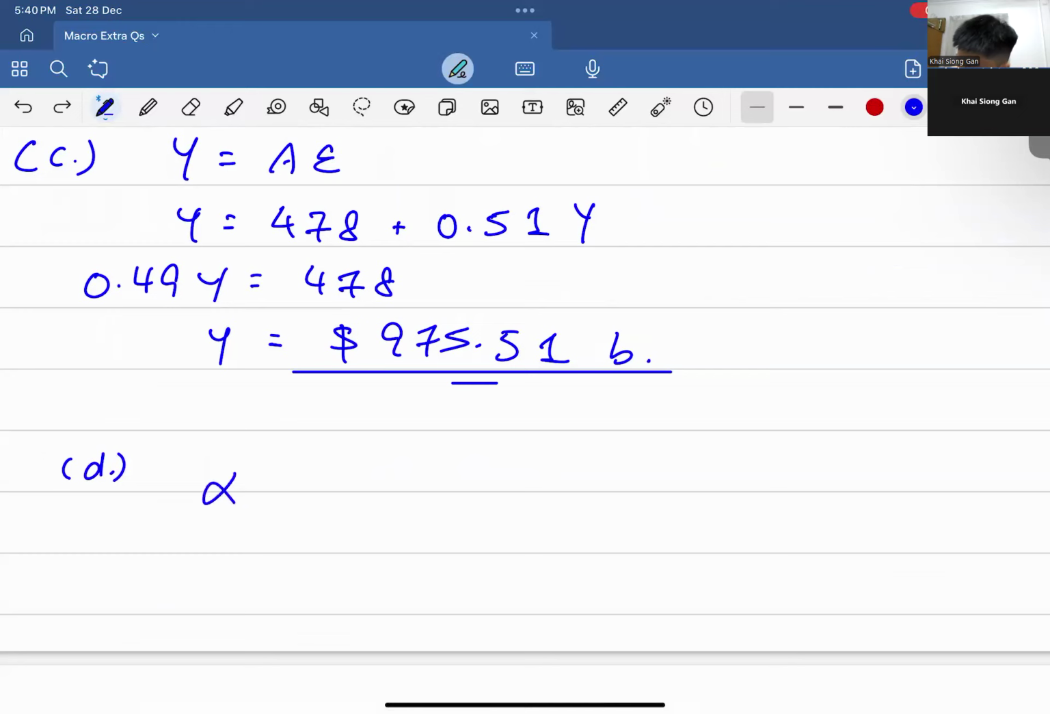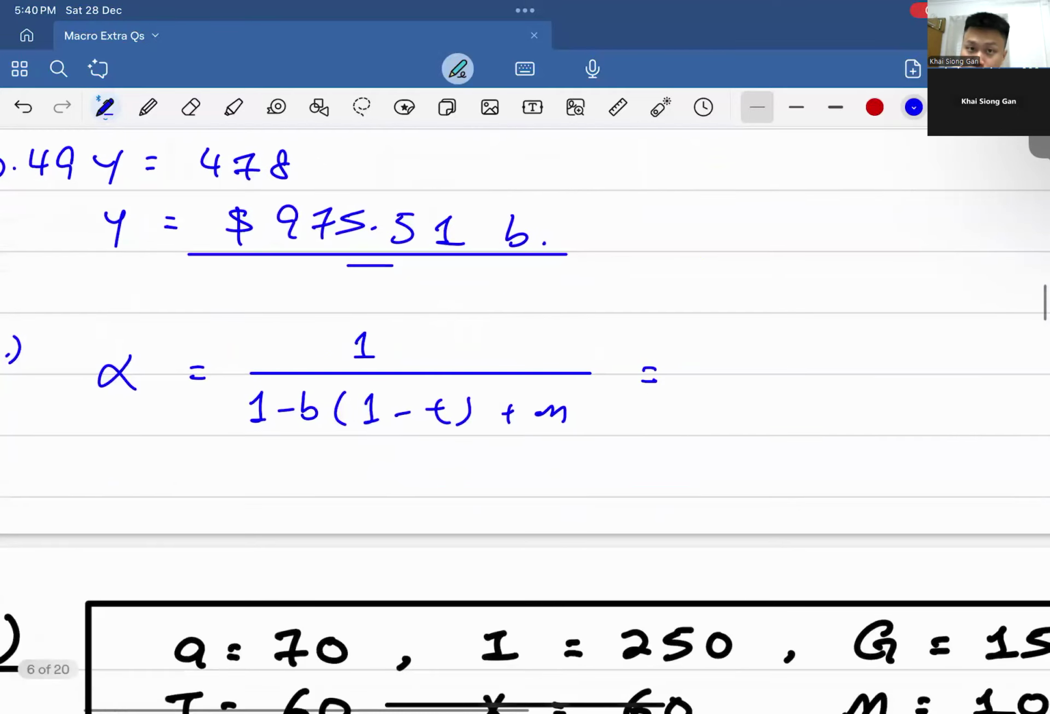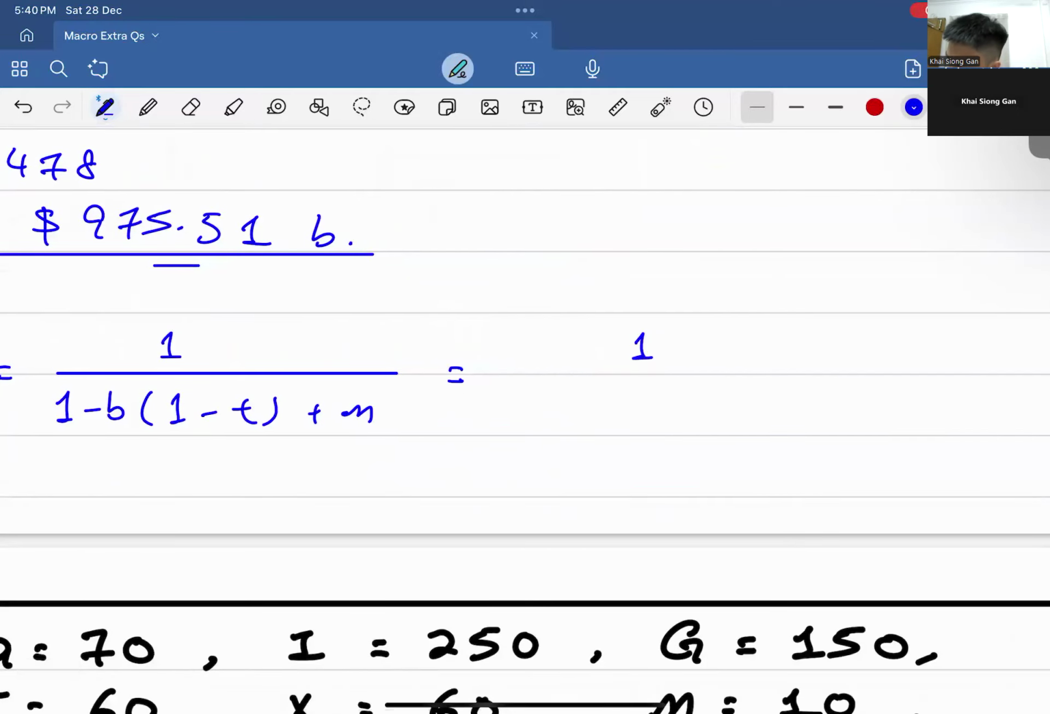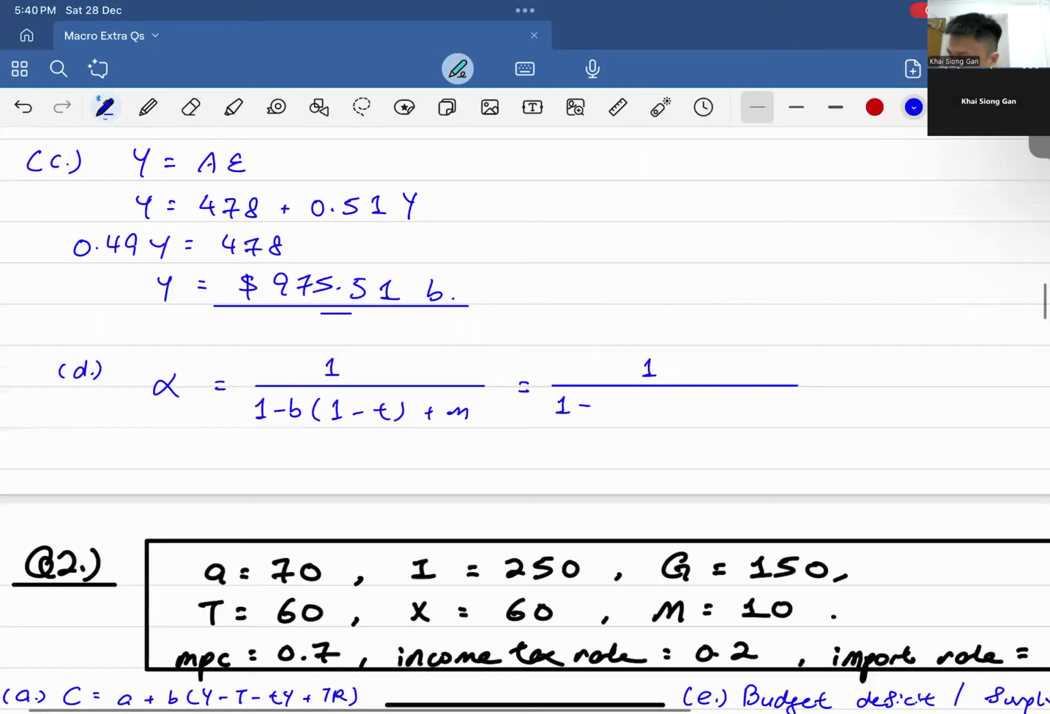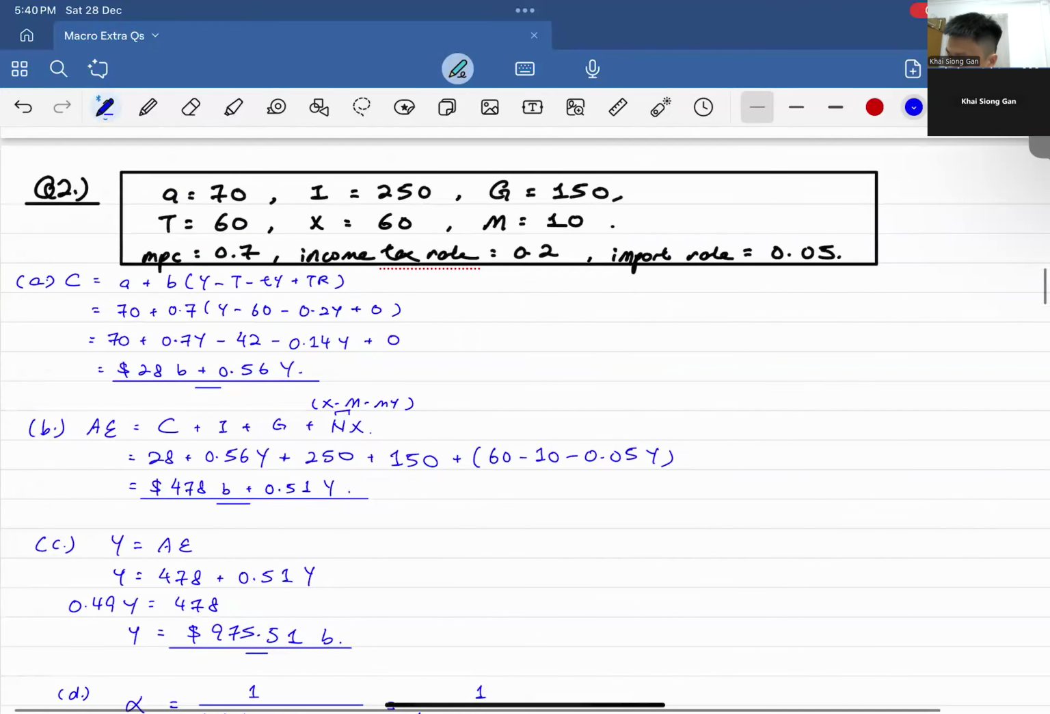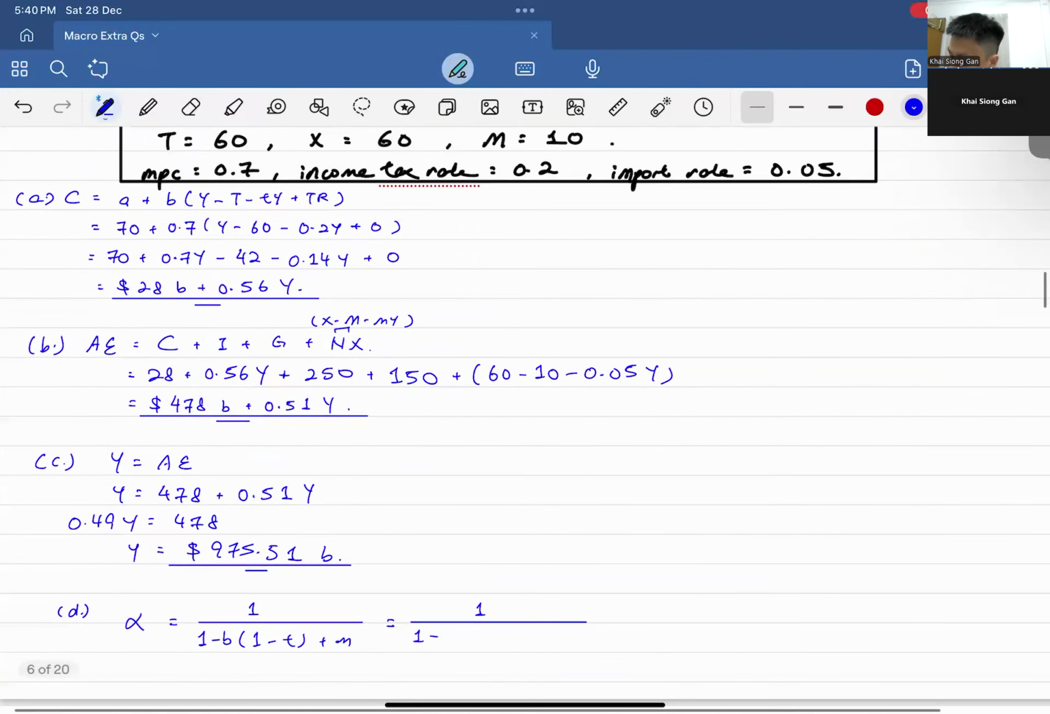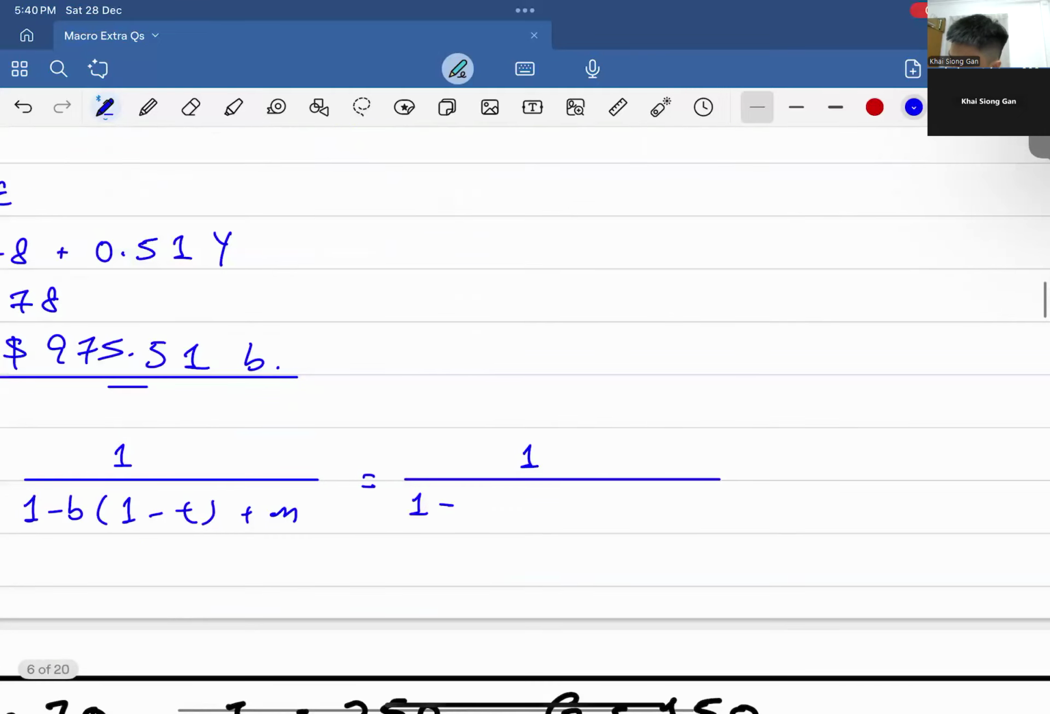Multiplier, again, don't make mistakes. This is for four sectors, so remember the formula: 1 over 1 minus b bracket 1 minus t plus m. In case you're wondering how all these formulas are derived, make sure you watch the video that I assigned to you when I was teaching the Keynesian chapter. I prepared a video on how to derive and explain all these formulas. That will be very helpful for you to understand why the formulas are like that.